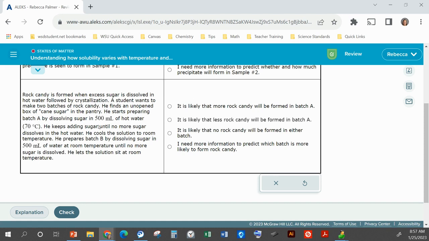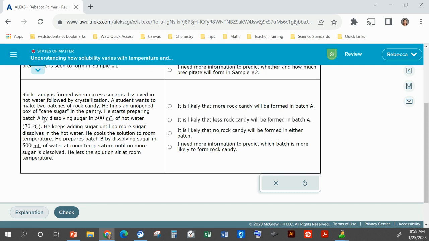So then we have to answer this. Which batch do you think is going to form more rock candy? Okay, batch A. So you both think that. Can you explain why? Why do you think A? The solids melt under heat and then they solidify under cold.